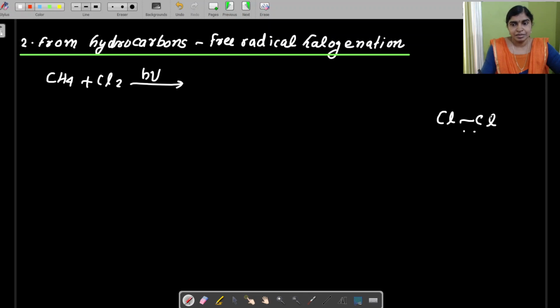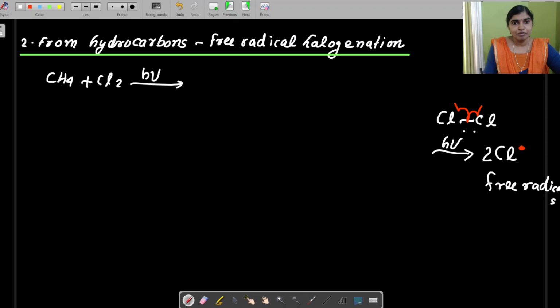During homolytic fission, the electrons are shifted equally towards each fragment. And in presence of the sunlight, this produces two fragments, that is chlorine with an electron with excess energy, and they are generally called free radicals. And how many free radicals are obtained there? Two chlorine free radicals are obtained.